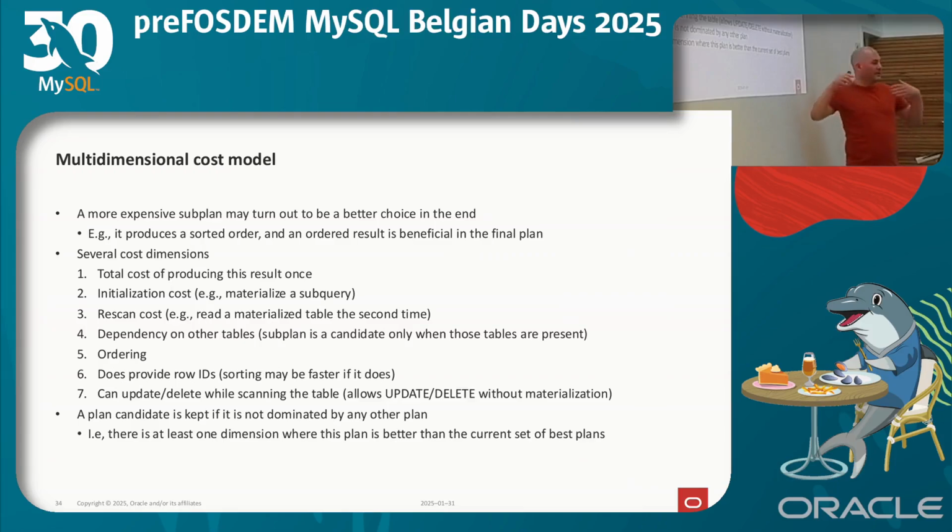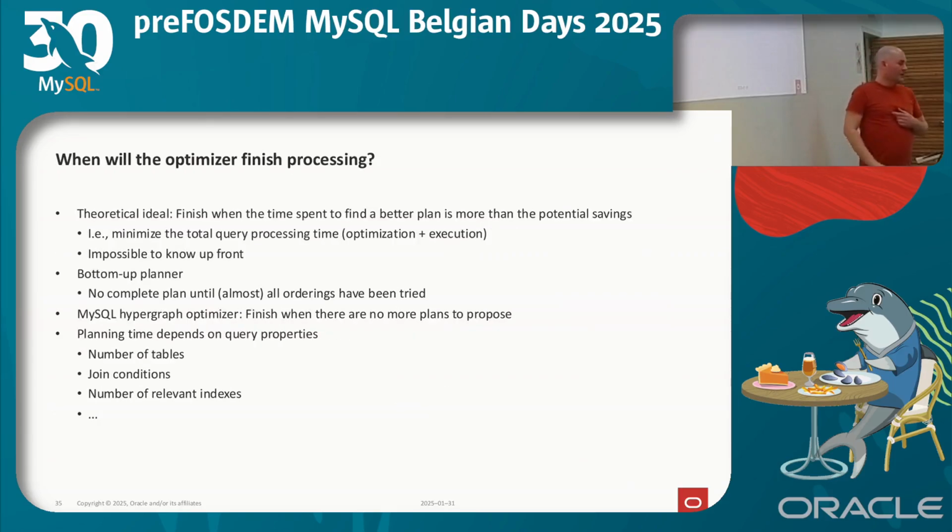So in this table of candidates, we knock things out if they are dominated by another plan. If there's another plan that is equally good in all dimensions and better in one, then that one knocks out something else. So this will, as I said, run until it ends. It's a bottom-up planner, so we can't really stop. We need to build the entire plan from the bottom up.